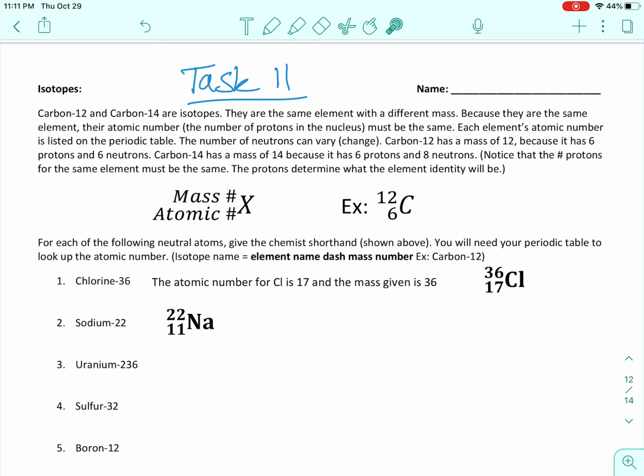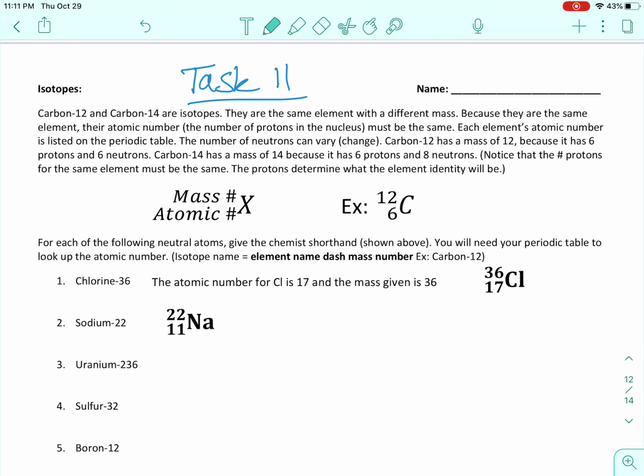Sodium 22, this is number 2. Sodium, the symbol is Na. 22 is the mass that is given, so you just pop that in there. And then we look it up on the periodic table, and the atomic number is 11.